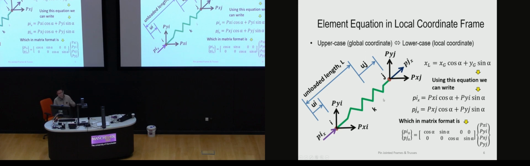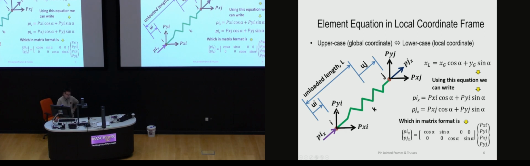Any force which is applied along this direction is actually combined by the force along the X direction and Y direction. So basically it's a combined force, but we need to project the force onto the axial direction. That is what we did here. For the I node, when we have a force PXI, PYI, we need to project both of them onto the axial direction. Again, this angle is alpha. Where I put my mouse, this is alpha.